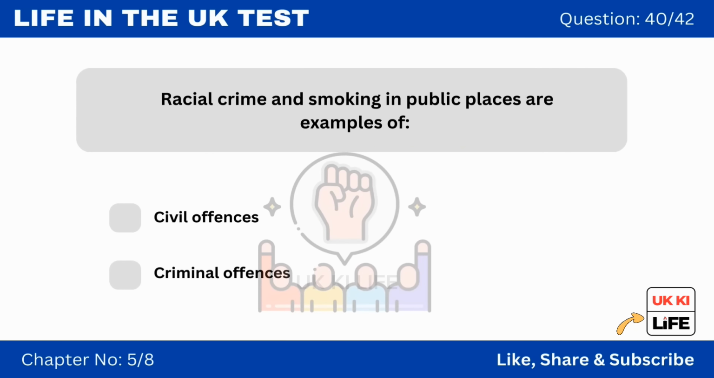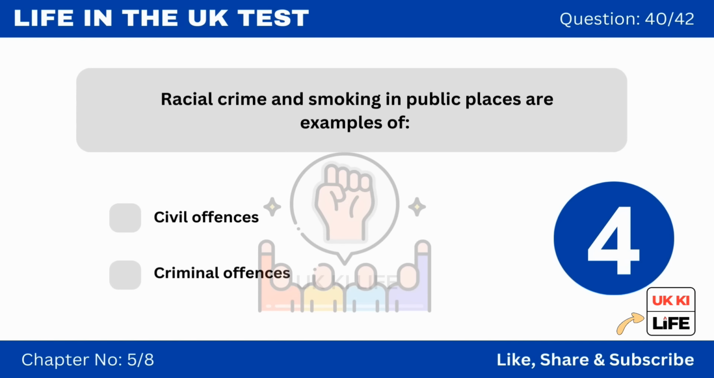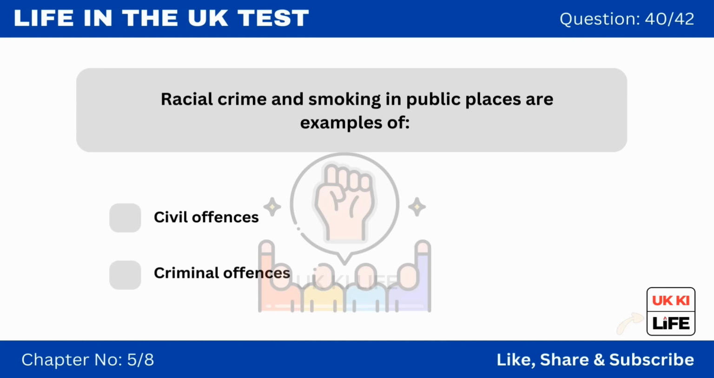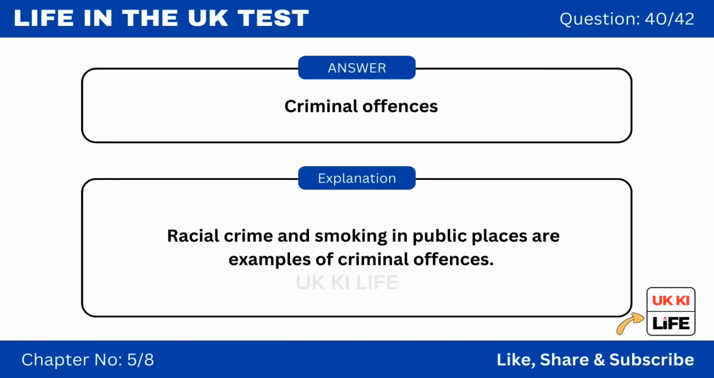Question 40. Racial crime and smoking in public places are examples of civil offenses, criminal offenses. The correct option is B. Explanation. Racial crime and smoking in public places are examples of criminal offenses.